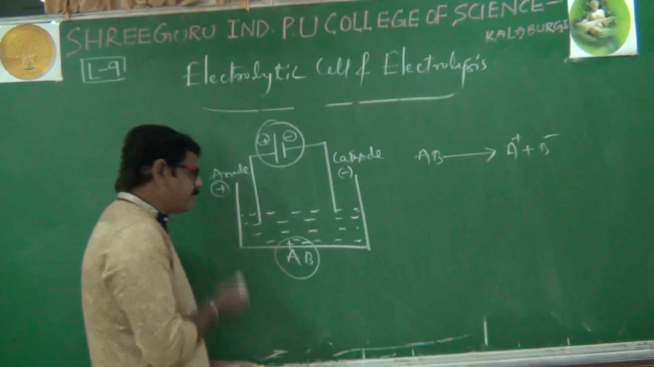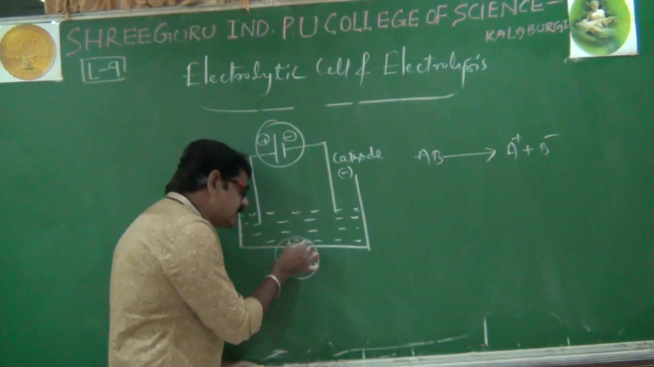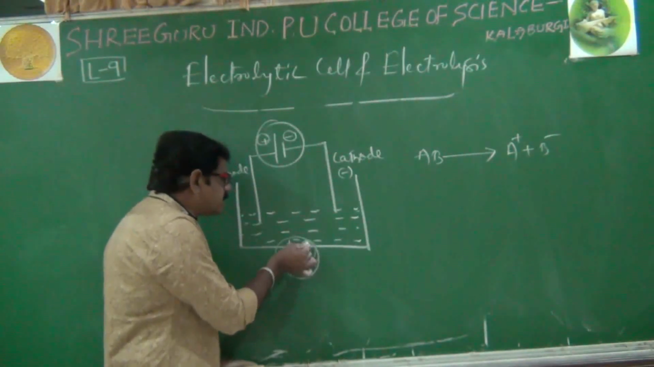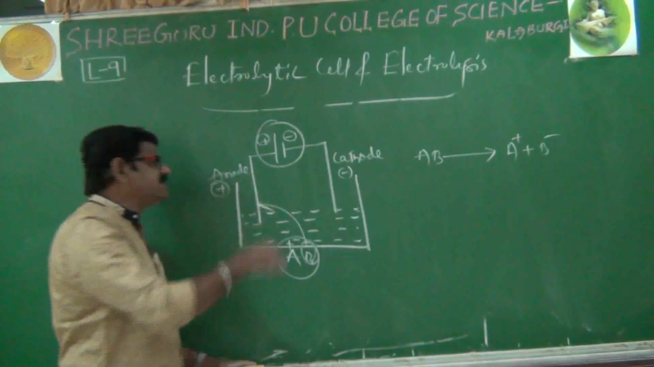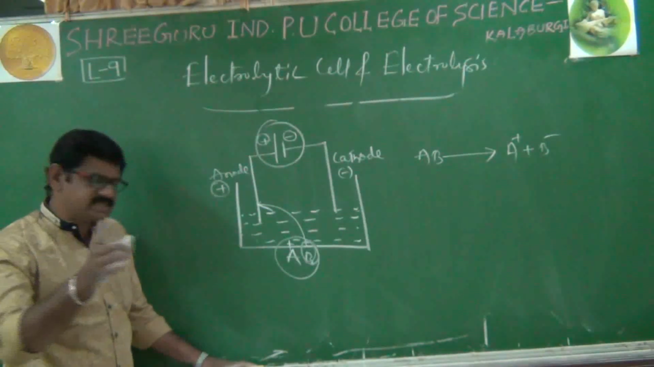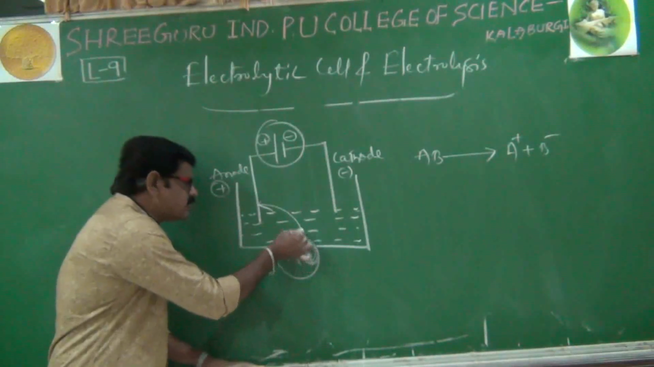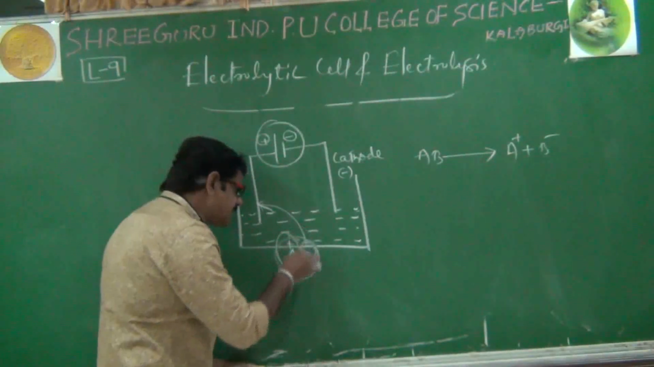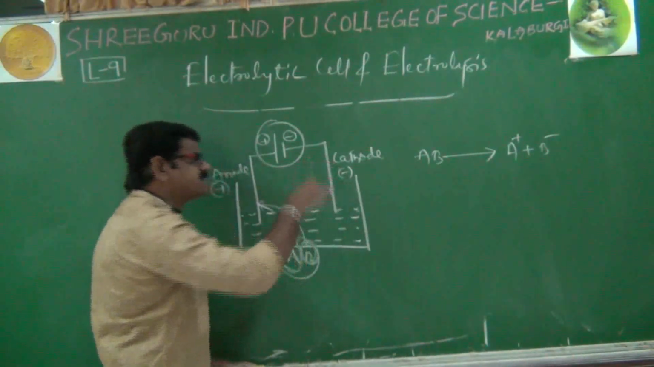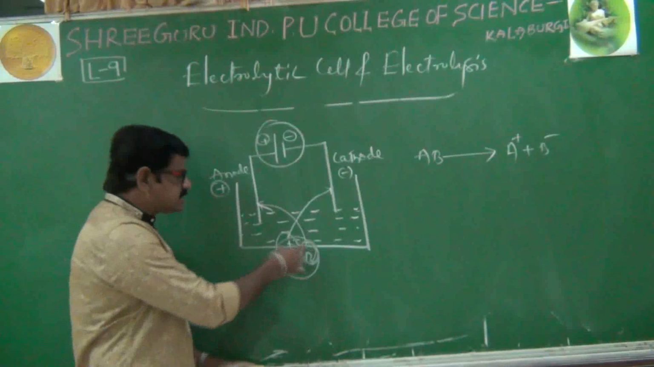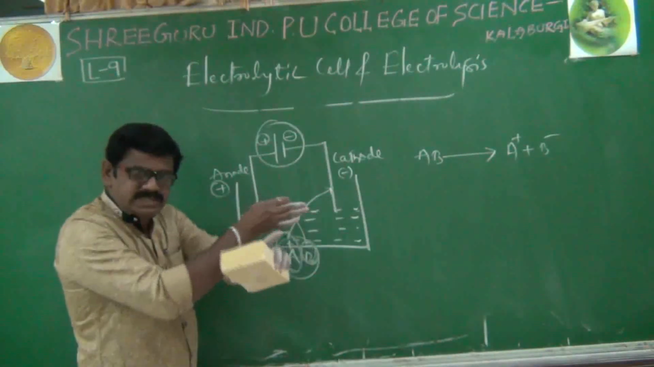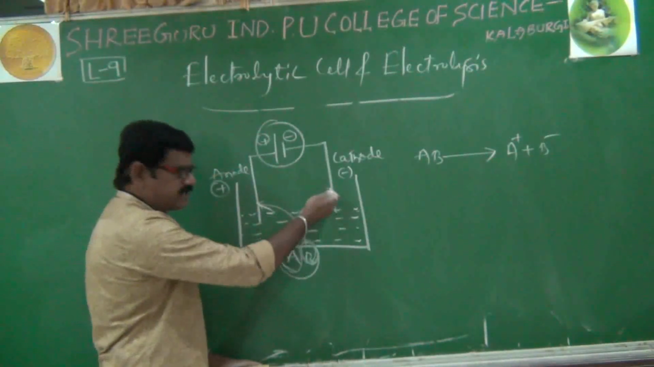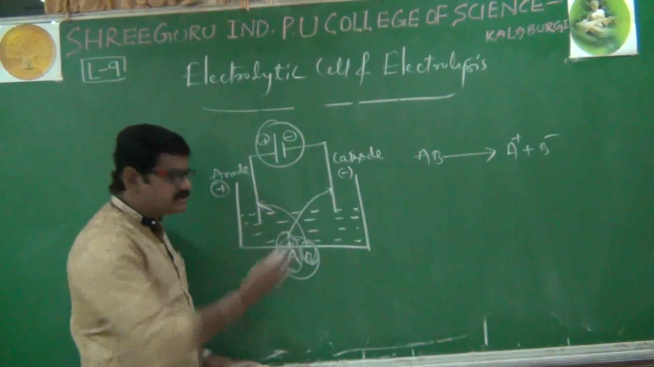Then what happens is very simple. All the negatively charged ions are moving towards the positively charged electrode, as well as the positively charged ions are moving towards the negatively charged electrode. Ions are moving towards oppositely charged electrodes. Okay, after coming here, what happens? That we'll see now.